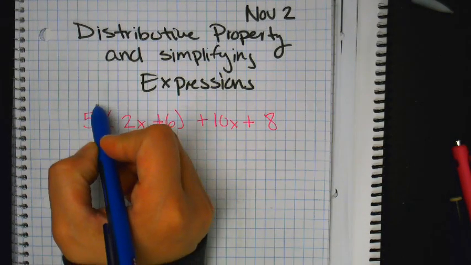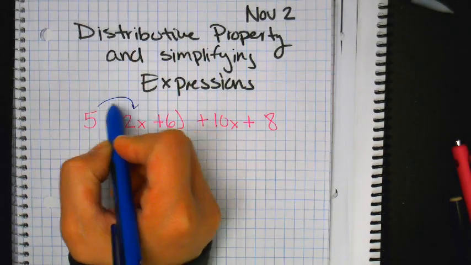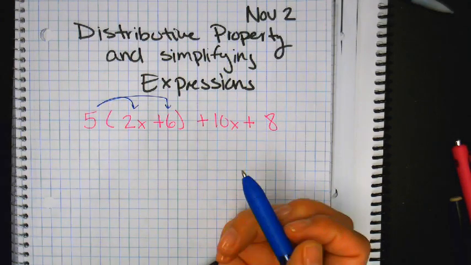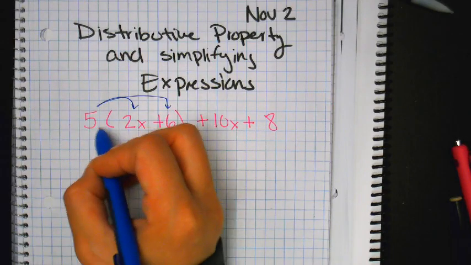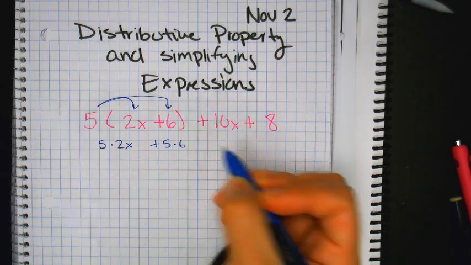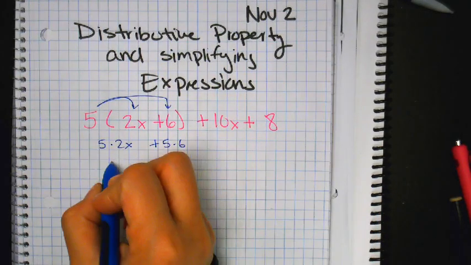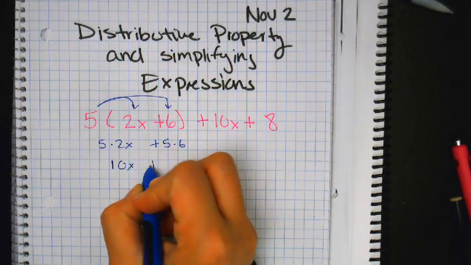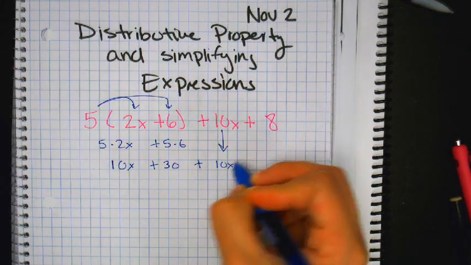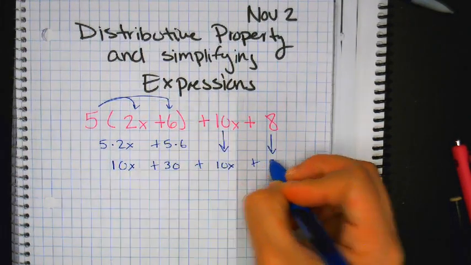So, like we learned last Thursday, we're going to distribute. Write this down, everybody. If you have your answer, fantastic. 5 times 2x plus 5 times 6. Eventually, you'll be doing this part in your head and just writing 10x plus 30. Then you bring down everything you haven't used, the 10x plus the 8.